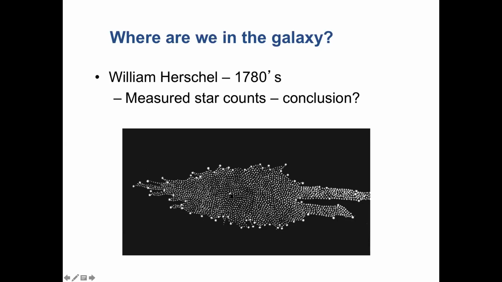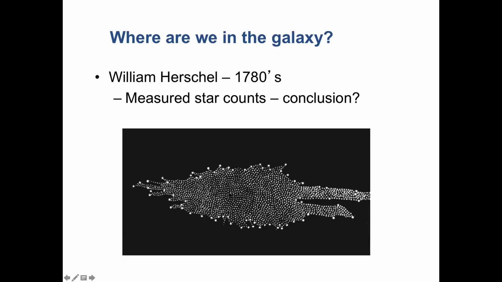So he took a particular direction in the disk, and he counted all the stars he could in that particular direction, and he got a certain number. And then he went a little bit over and looked there, and he found a different number. And so he figured that if we were in the center, we would see roughly the same number of stars in all directions. And if we weren't in the center, there should be a direction where we see more stars and a direction where we see fewer stars.